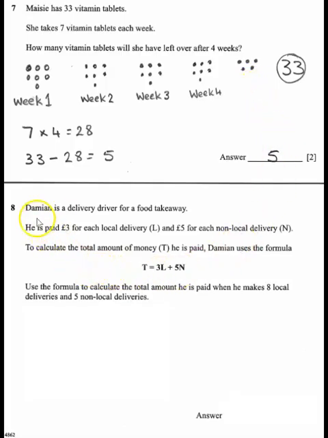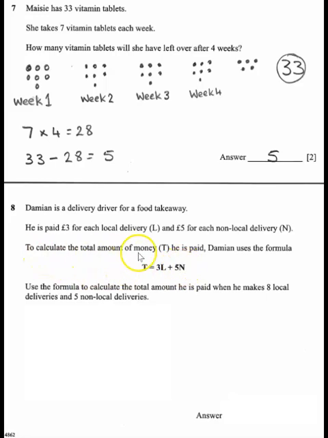Question 8. Damien is a delivery driver for a food takeaway. He is paid £3 for each local delivery. So this is what's highlighted here. £3 for L for local. £5 for each non-local delivery. So £5 represented by 5 here, and N for non-local.